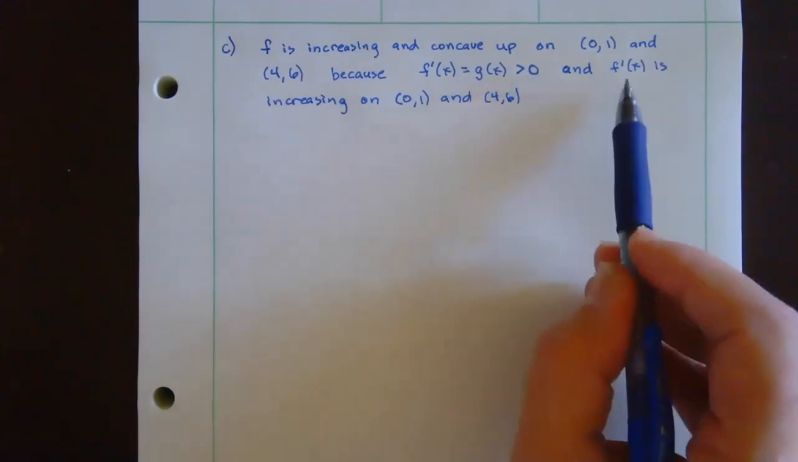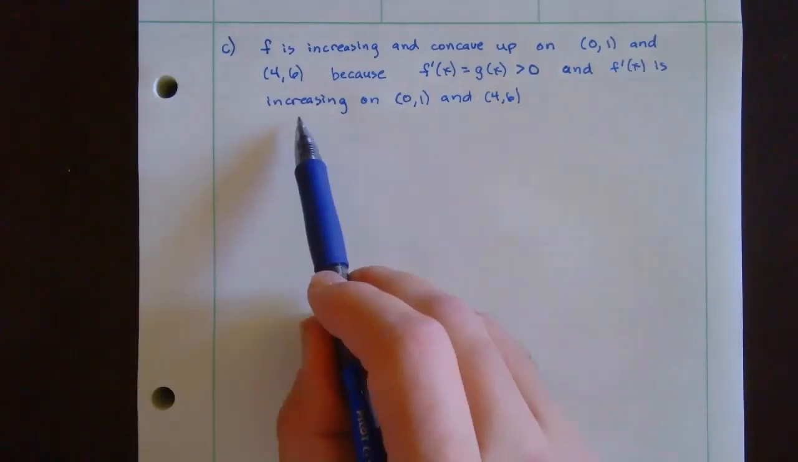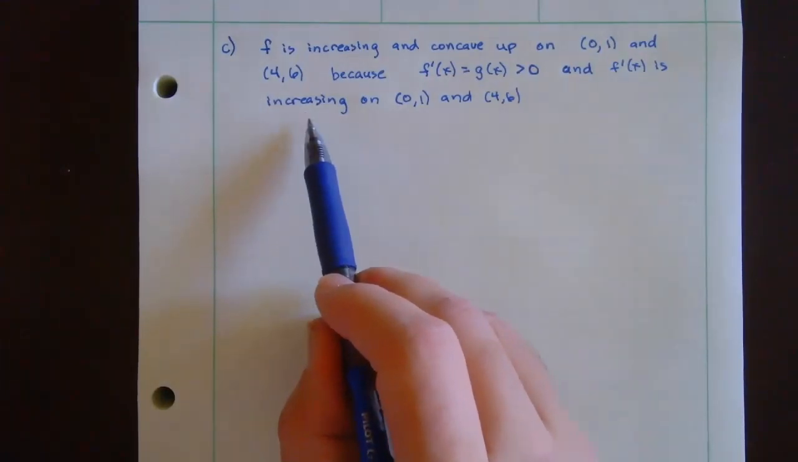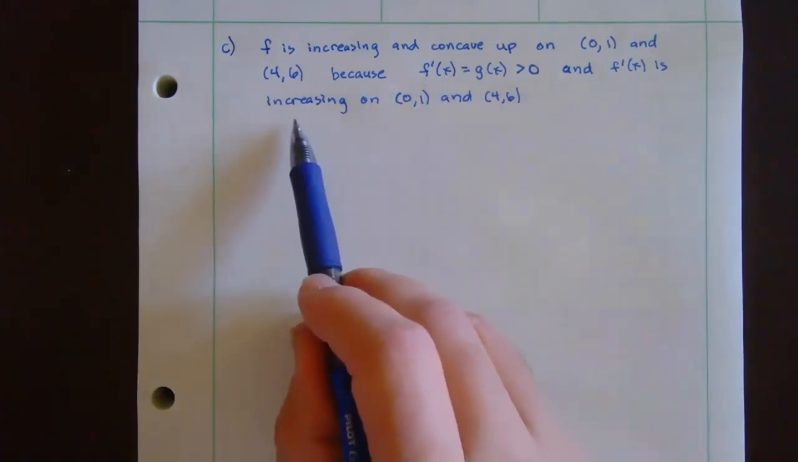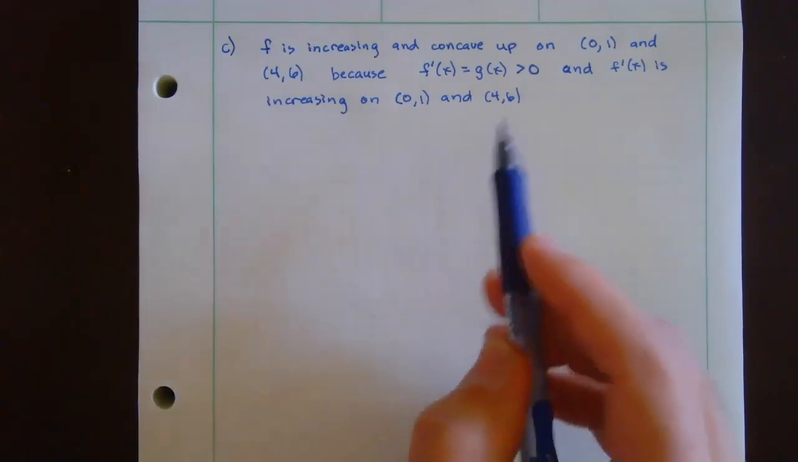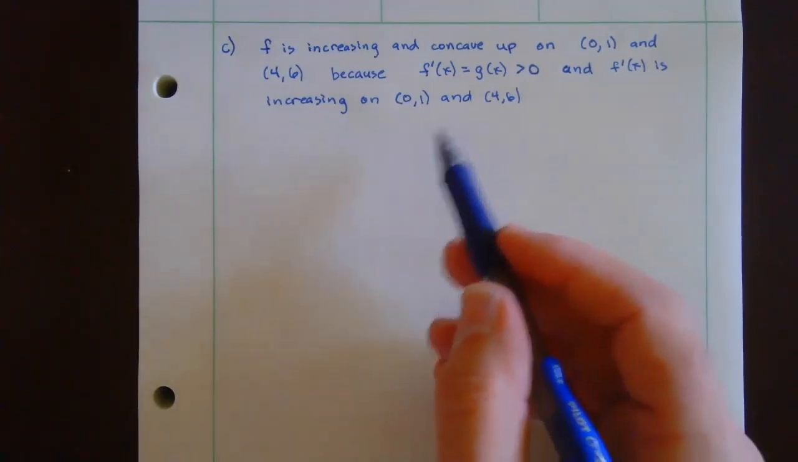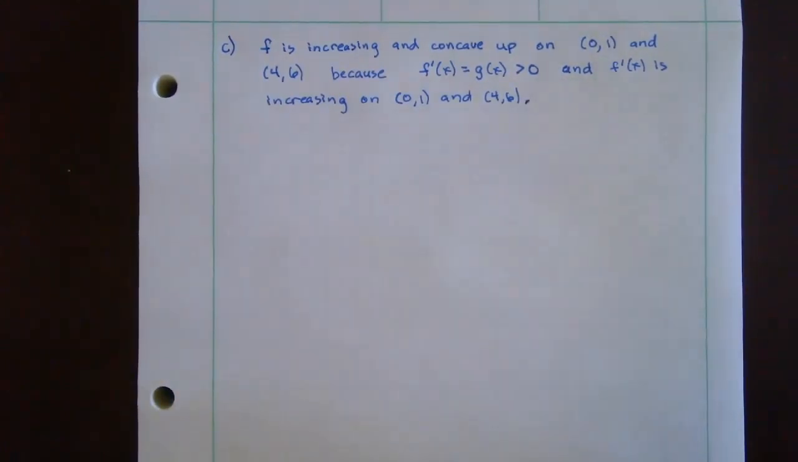the x-axis. And f prime is increasing, okay, so this is f prime is increasing means f double prime is positive, okay? So here f prime is positive and f double prime is positive because f prime is increasing, okay, on these two intervals. And that's why we can say f is increasing and concave up on those two intervals, okay? And that's all you have to say for part C, okay?